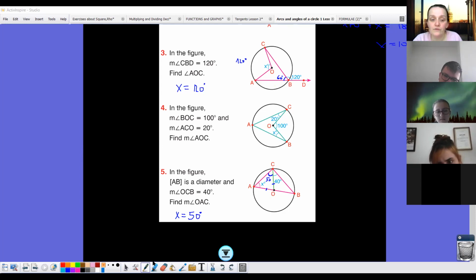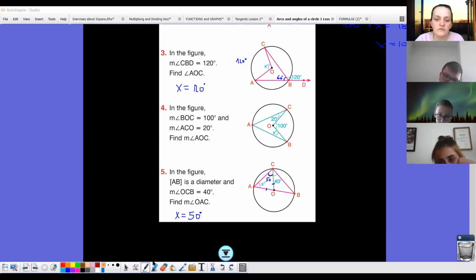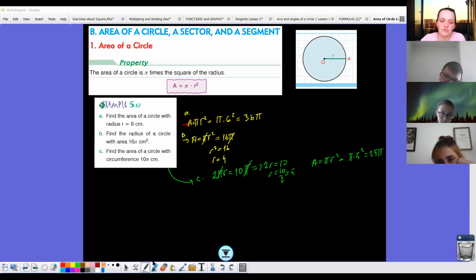There are lots more examples about arcs and angles, guys. I mean, also you can see in the book. But now I will give you five minutes only, to show you the area of a circle. Area. And we finish the circles.